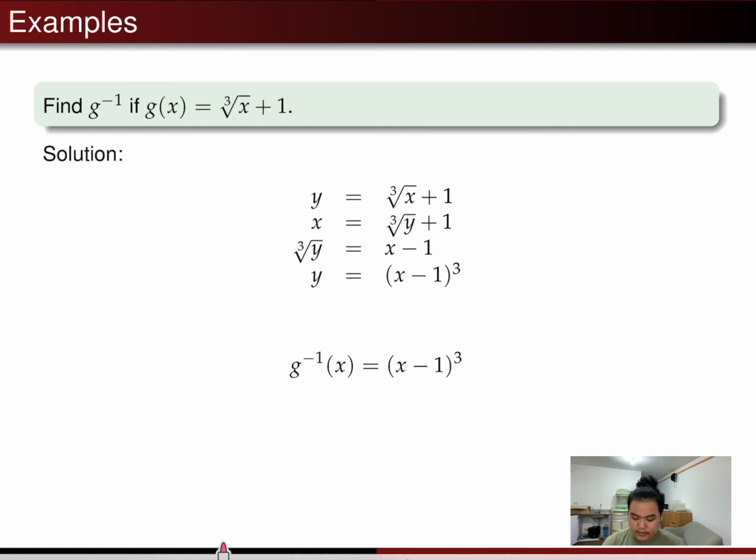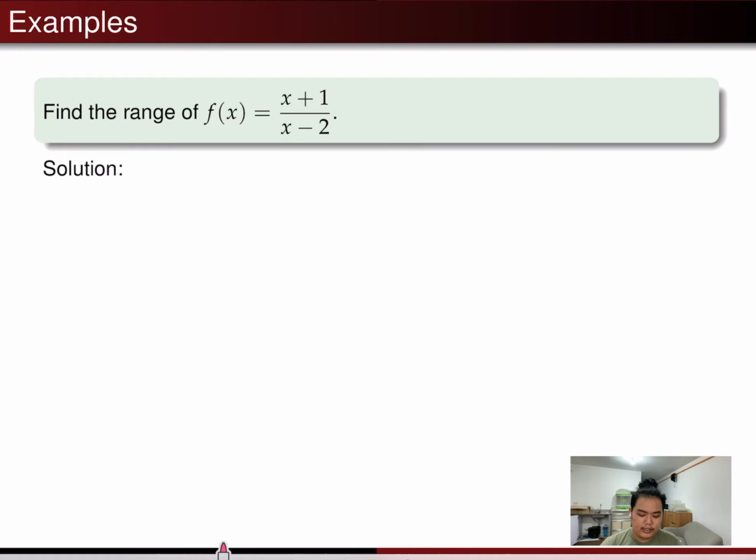So, pareha lang naman. Mas gusto ko yung ako yung nagsusulat kasi dahil maarte ako. So, let us find the range of this function.